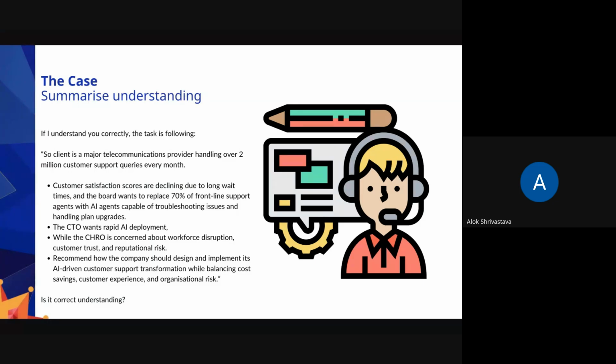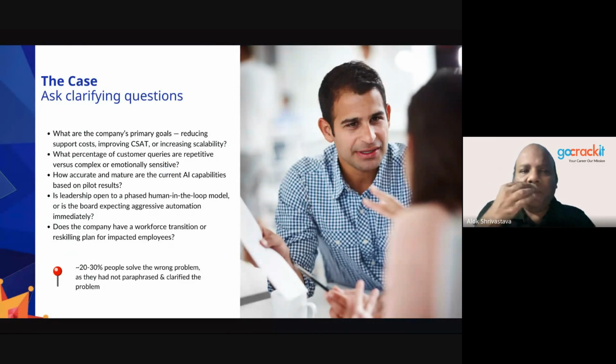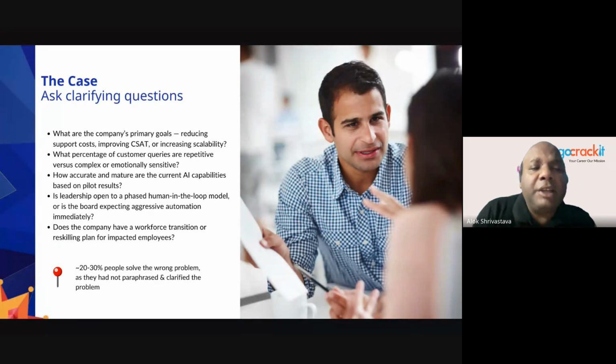Okay, so let's see some of the clarifying questions. The idea of these clarifying questions is to make sure that you have understood the problem correctly. Some of the clarifying questions could be: what is the company's primary goal? Is it reducing support costs, improving CSAT, or increasing scalability? What percentage of customer service queries are repetitive in nature, versus what percentage are complex or emotionally sensitive? How accurate and mature are the current AI capabilities of your company?